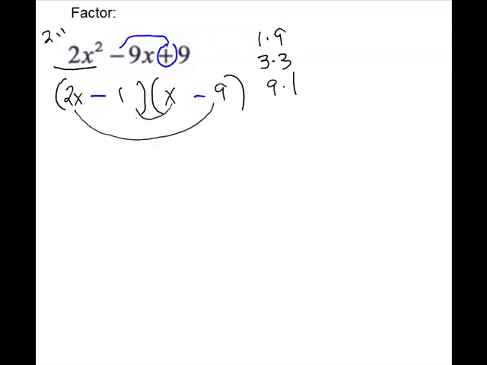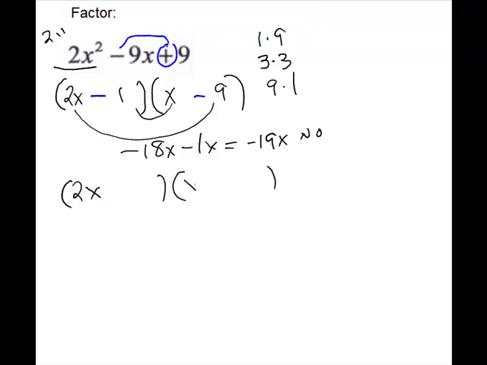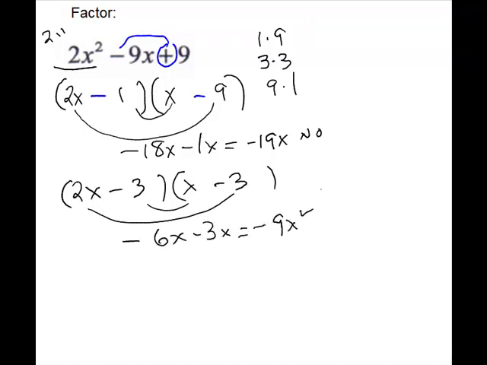We check outside and inside. So minus 18x multiplying on the outside, minus 1x on the inside is minus 19x. That does not work. So we'll go on to the next choice and try 3 and 3. Outside, minus 6x. Inside, minus 3x. And that gives minus 9x. That's the choice that works.